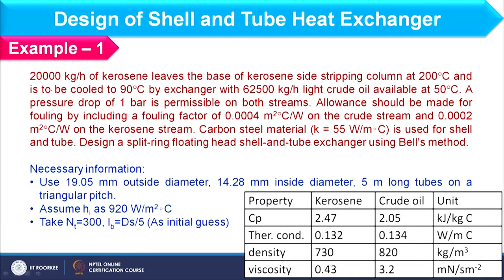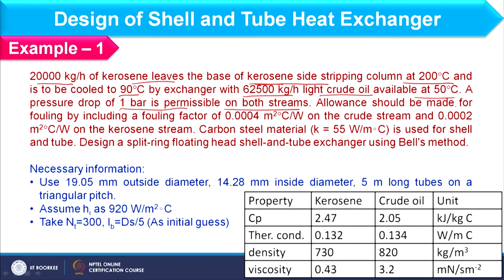So here I have example 1, and in this example we have 20,000 kg per hour of kerosene which exits the base of a kerosene side stripping column at 200 degree Celsius and is to be cooled to 90 degree Celsius by exchanging heat with 62,500 kg per hour of light crude oil, which is available at 50 degree Celsius. A pressure drop of 1 bar is permissible on both streams.